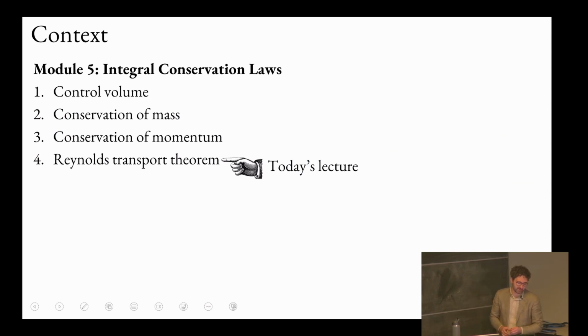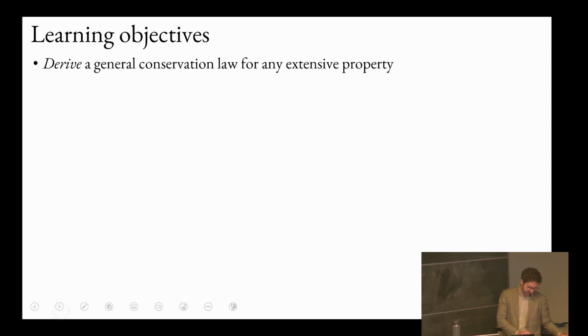Today we're going to talk about Reynolds transport theorem. Reynolds transport theorem is basically a general conservation law that you can use to derive conservation of mass and conservation of momentum. So we're going to see where the conservation of momentum equation came from today. Our learning objective is just to derive this conservation law so you can see it.